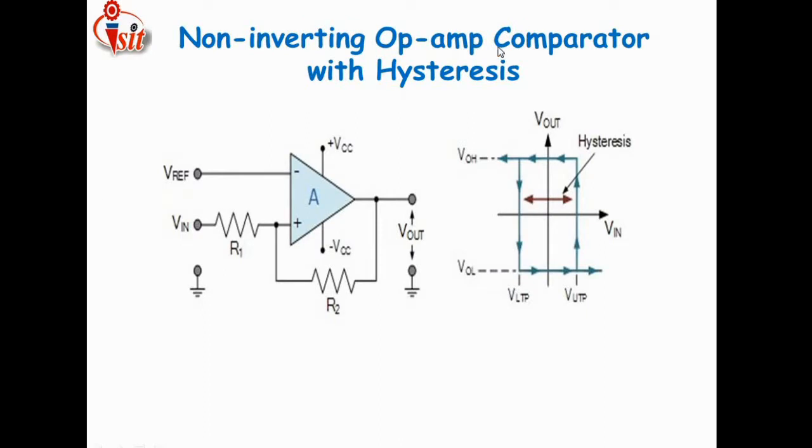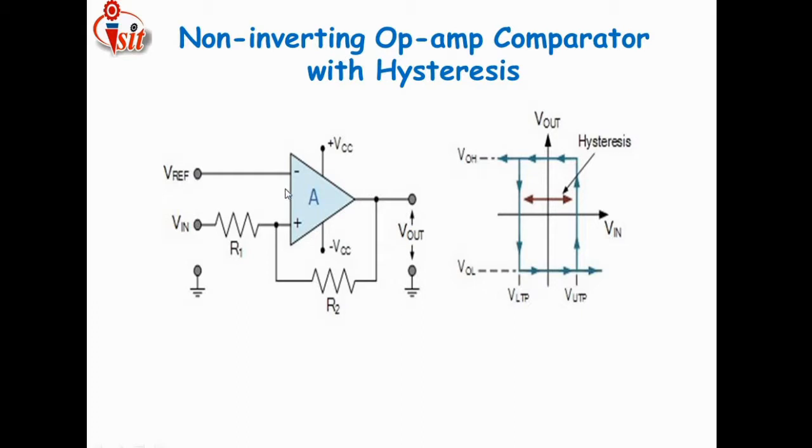Along with this non-inverting op-amp comparator with hysteresis, we know all about the inverting op-amp comparator with hysteresis, but now we are going to discuss the non-inverting op-amp comparator with hysteresis. In the circuit given here, just see that the input is connected to the positive terminal of the op-amp. For that purpose, that type of comparator is called a non-inverting op-amp comparator.